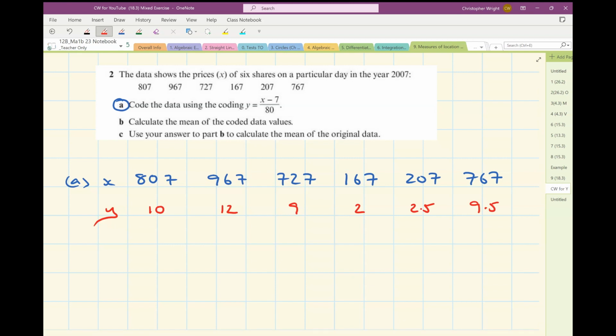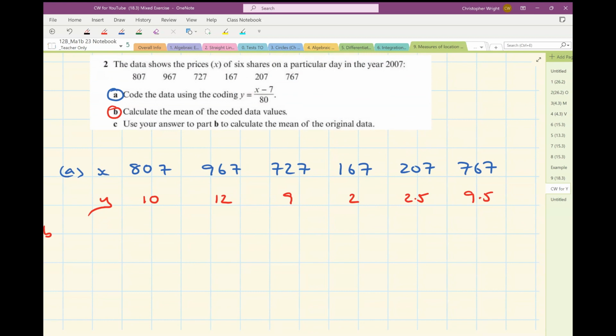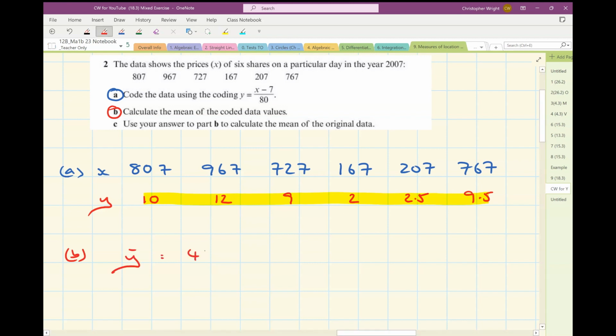So they're in red, my values of y, the coded data. I'm going to stay in a red pen because in part B I'm asked to calculate the mean of the coded data. Right, part B. So really I'm just finding the mean of these numbers here. There are 6 numbers in all and they add up to 45. So y bar, the mean of y, is 45 divided by 6. So the mean of y is 7.5.